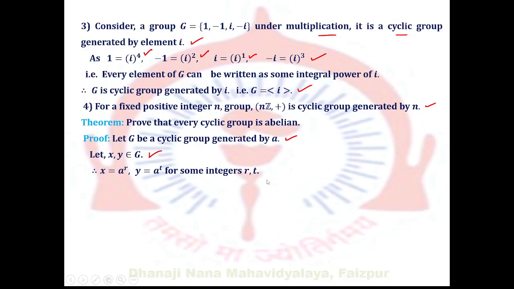Now we show this group is abelian. That is, here the operation multiplication is commutative. That is, here we show x into y is equal to y into x.